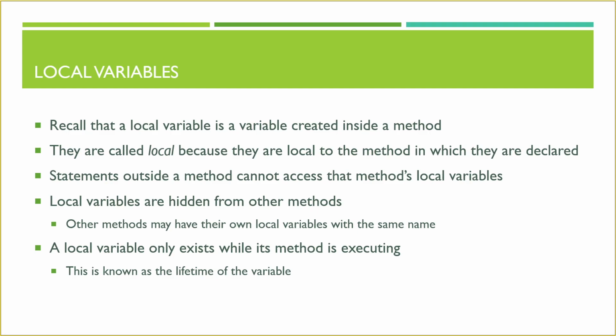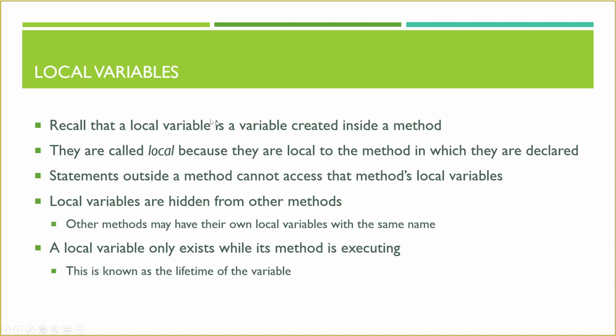Let's talk about local variables. We discussed local variables a few weeks ago, and we said that a local variable is any variable created inside a method. We call them local because they are local to the method in which they are declared, right? So any variables I create in my main method are local to the main method. I can't use them outside of the main method. Local variables are hidden from other methods, and they only exist while its method is executing.